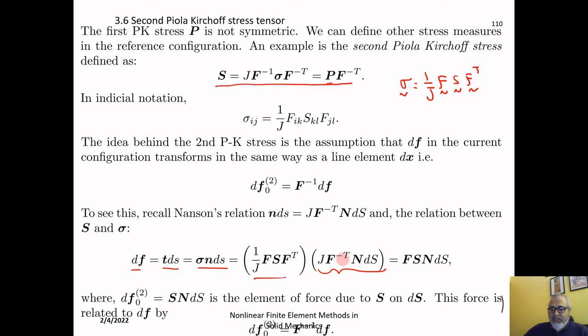So F transpose and F minus transpose cancel out, and you are left with F S N dS. This whole part is, of course, your df0, which we will call df0_2 to distinguish it from the force transmitted by the first PK stress. And now to get df, I have to do F df0_2. Whatever you get from the stresses, that means whatever you get by multiplying the stress with the normal and then the elemental area, you have to multiply it by F so that you get the true force that is transmitted by the upper part to the lower part.